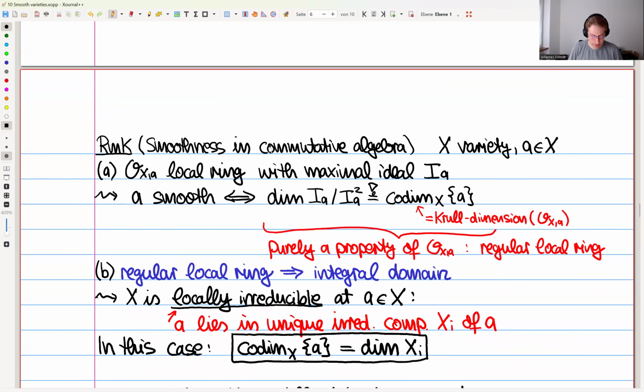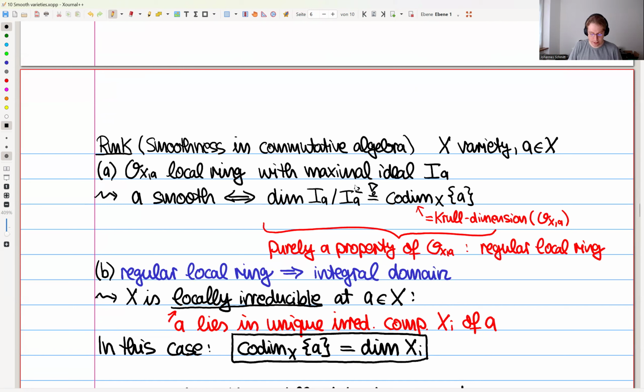Okay, and then there is a short remark connecting this notion of smoothness to commutative algebra. So again, a variety X and a point A in X. We have seen that the stalk of the structure sheaf at the point A, which we call the local ring at A, is actually a local ring in the commutative algebra sense. So it has a unique maximal ideal, which we can call I of A. And then the claim is that A is smooth if and only if the dimension of the tangent space is equal to this codimension.